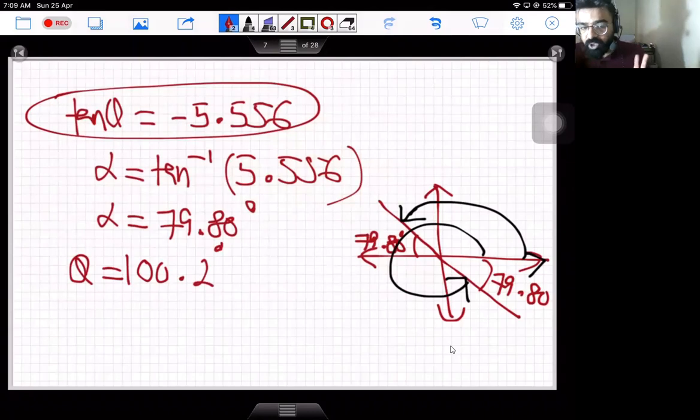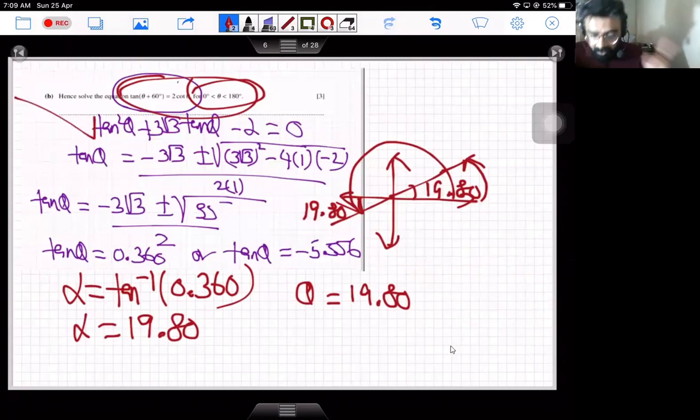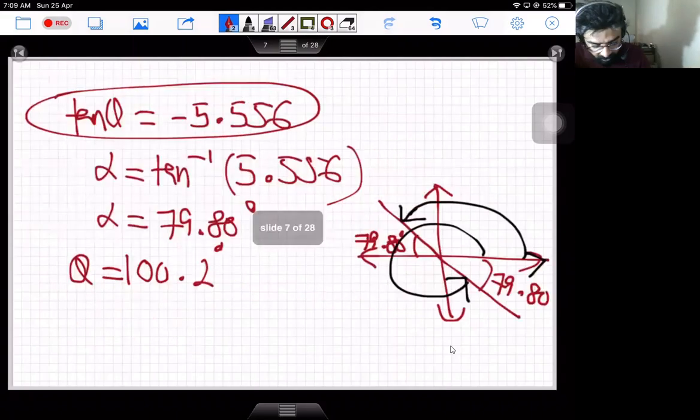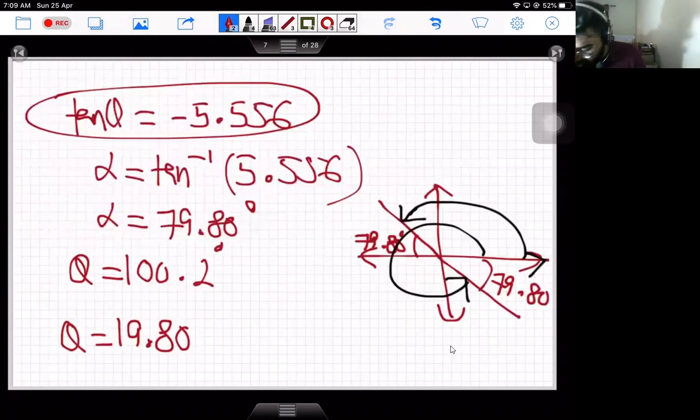So the two solutions of this equation, which is exactly the same as solving the equation you obtained in the earlier part, are theta equal to 19.80 and the second one, 100.2. Theta is equal to 19.8, 100.2.